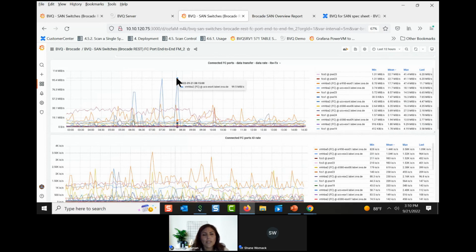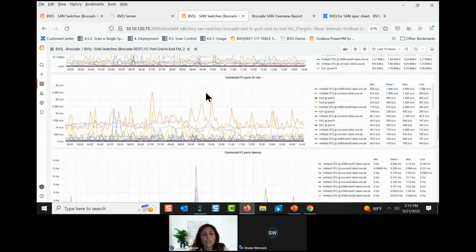So we can follow the data path to that specific time frame where we saw a high workload before, and see how this load on the fiber channel switch port that's connected to the fiber channel adapter on the ESX host. So how that load is impacting the fiber channel port. And here we can see the IO rate.